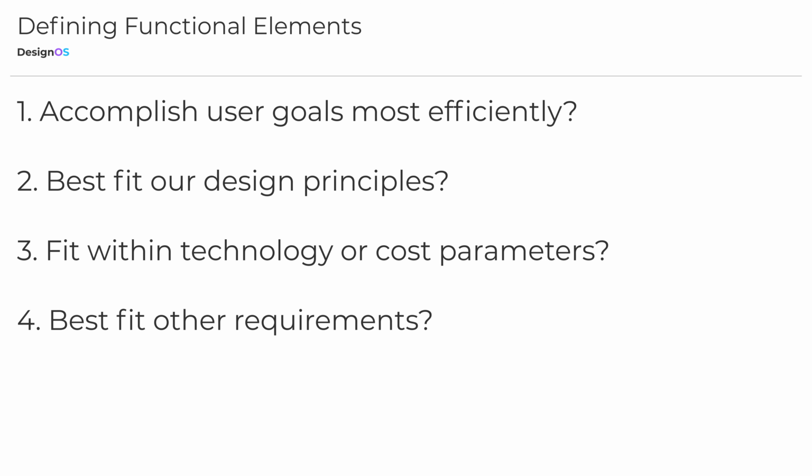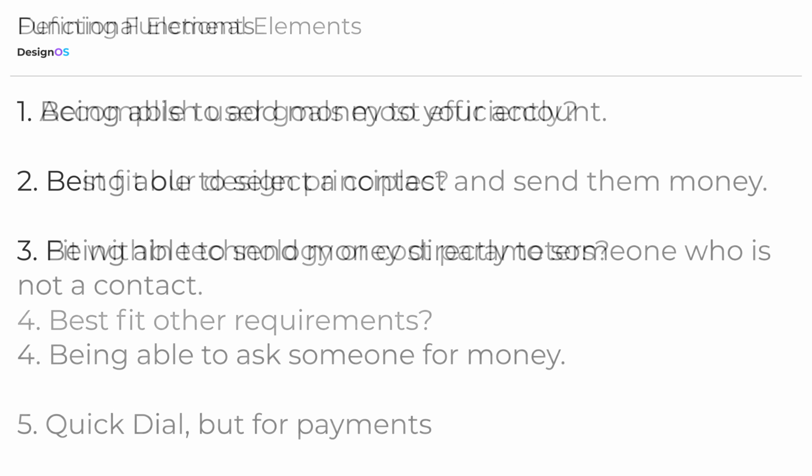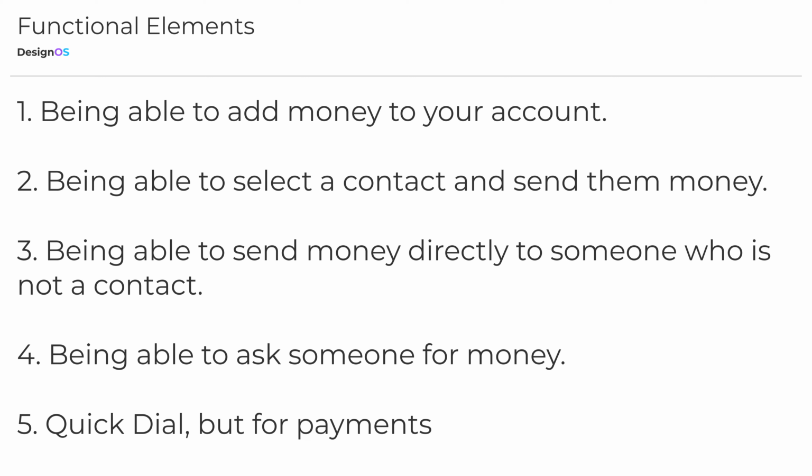Alright, for our own requirement, let's see what our functional elements will be like. First one will be being able to add money to your account. Something like a wallet may be needed to add money to our product. This functional element can be derived from the analogy of the real world where you keep money in your wallet and then you take that money and give that to some other person.